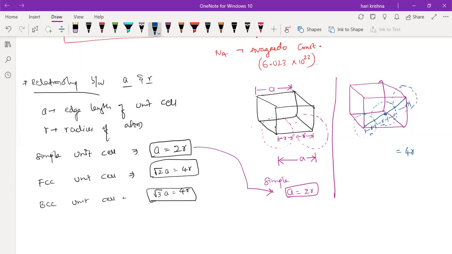What's the length of the face diagonal? If you take this as a and this as a, what is this length? Root 2A. So root 2A is equal to 4R, right? The length of the face diagonal is equal to 4 R's. This is for the FCC. Similarly, for the BCC, they will take the body diagonal. The length of the body diagonal is equal to root 3A. So root 3A is equal to 4 R's. That's all. Simple, understanding the conditions.